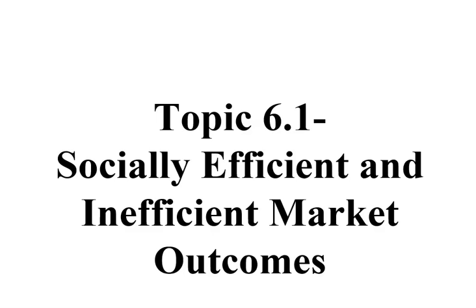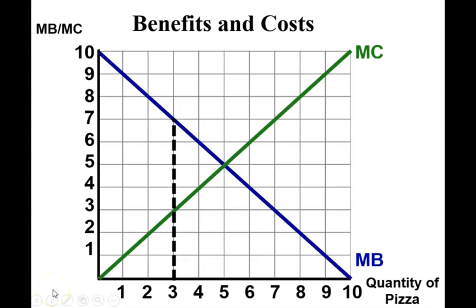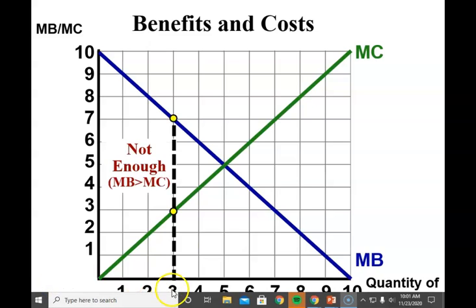In this video, I'm going to cover socially efficient and inefficient market outcomes. This graph looks at the marginal benefit and marginal cost. So if we take into account marginal benefit and marginal cost, we'll produce 5 pizzas at a cost of $5 a pizza. If we produce 3 pizzas, the marginal benefit would be greater than the marginal cost, so we should increase our output.